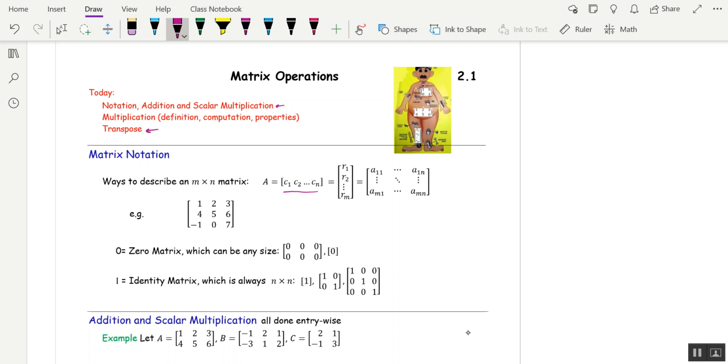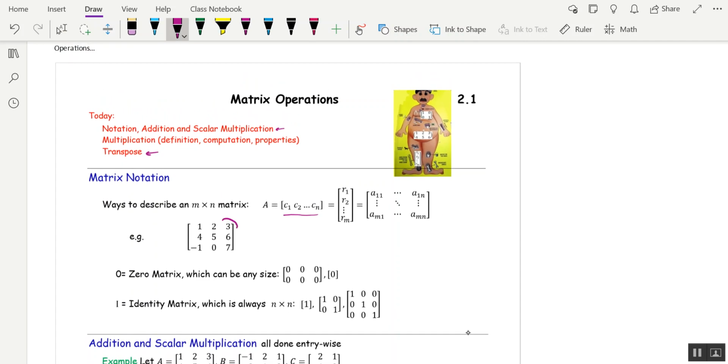So in this example here, this would be, obviously, row 1, the first row. This would be column 3. And this entry right here is A sub 3,1. So the first number denotes the row, and the second number denotes the column. So if you're in the third row, first column, you're at -1.